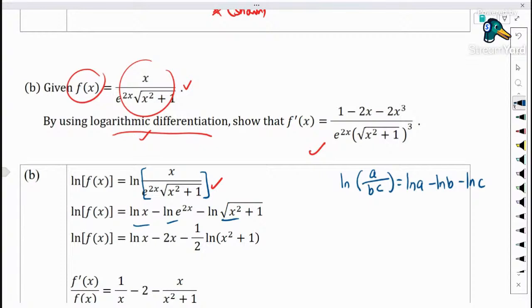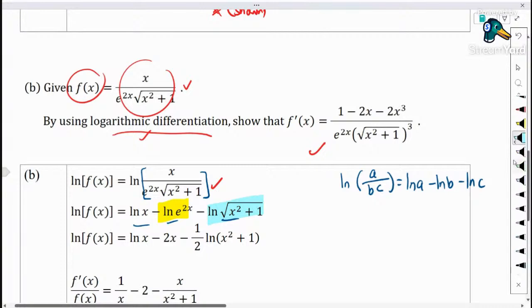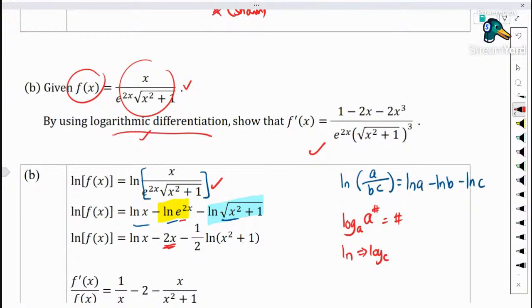Next, what we're going to do now is that we don't differentiate yet, but we try to simplify these two terms here. I highlighted in yellow and highlighted in blue. For the one highlighted in yellow, I can simplify it to become 2x based on the property log to the base a of a to the power of something. The answer is that something. In this case here, ln is actually log to the base e. So therefore, I get 2x.